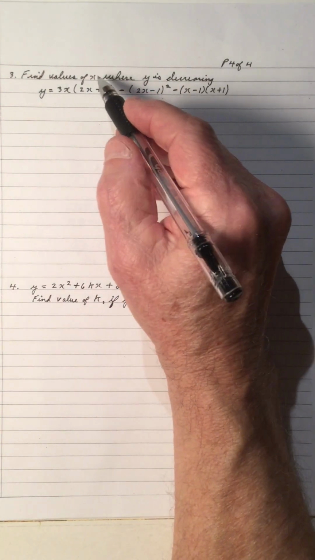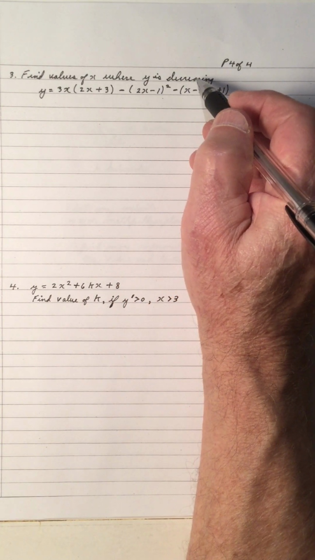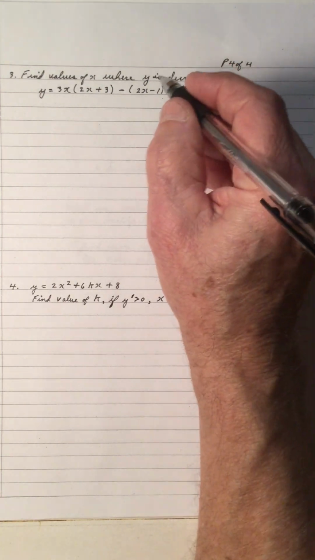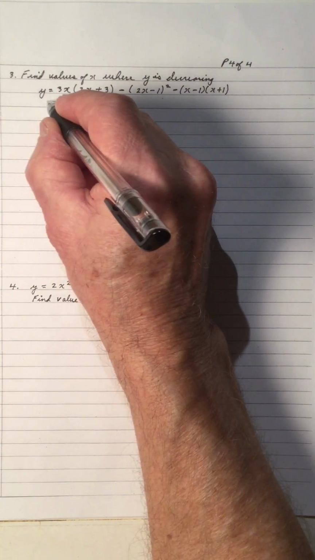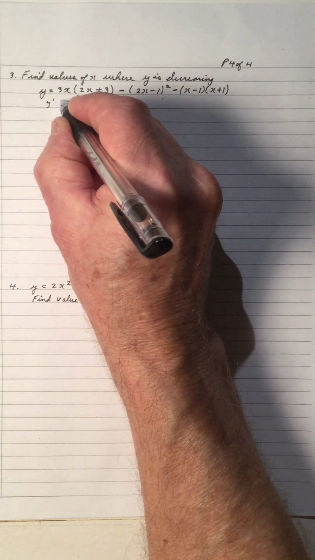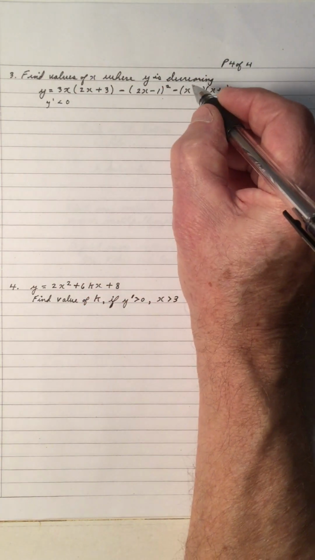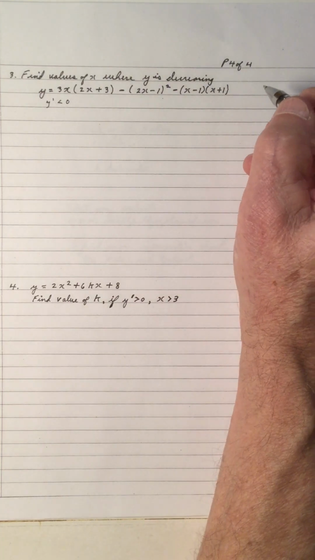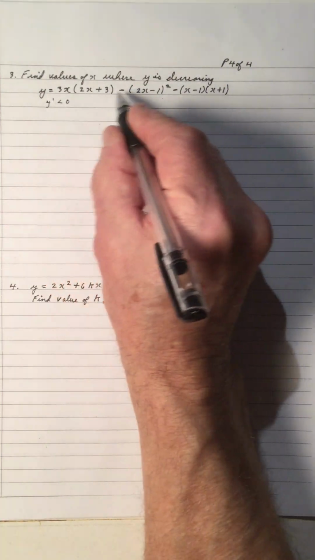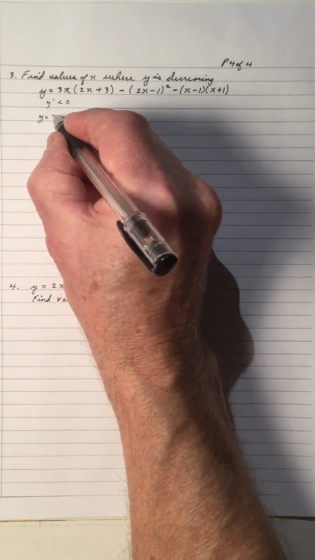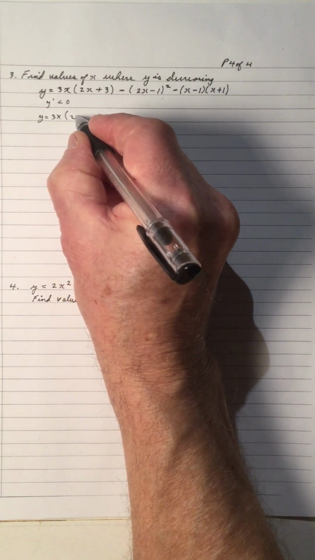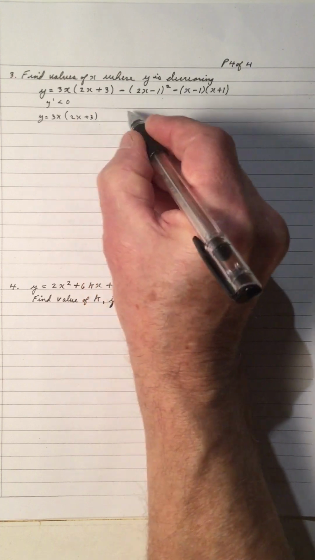Number 3, find the value of x where y is decreasing. So y is decreasing. That means that y prime is less than 0. So y prime is less than 0, but we have to simplify this function first.